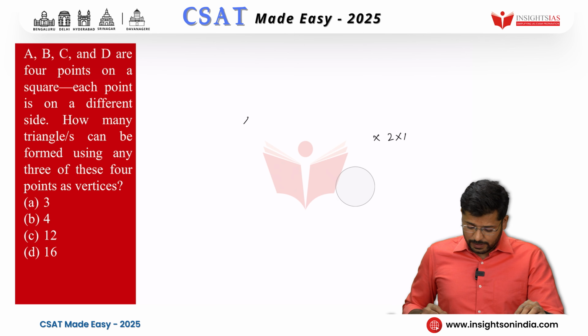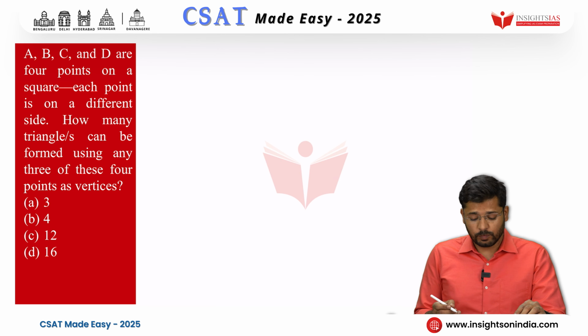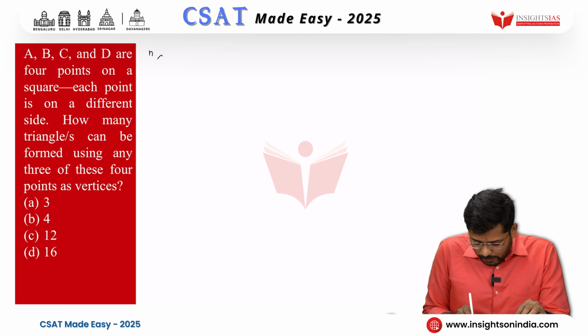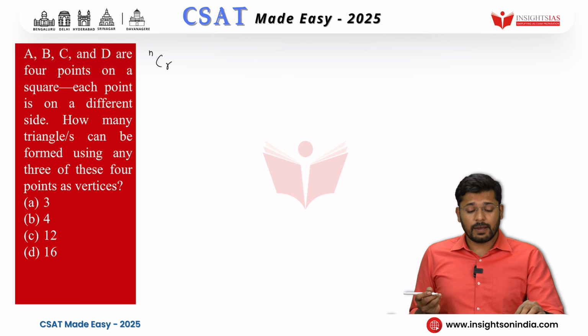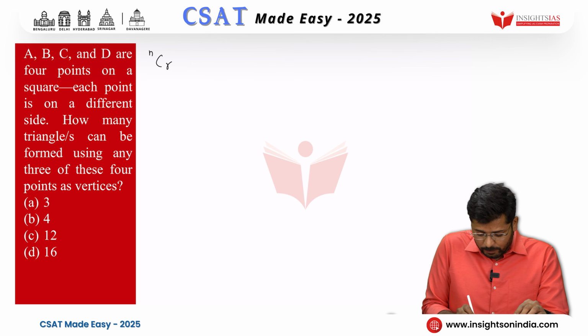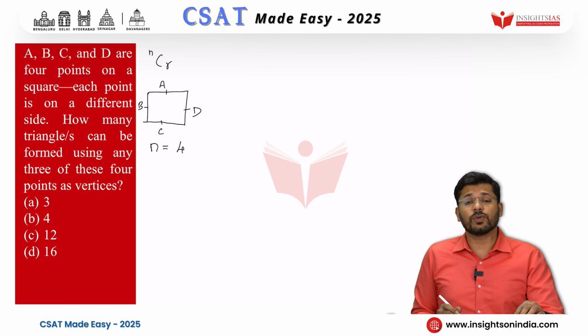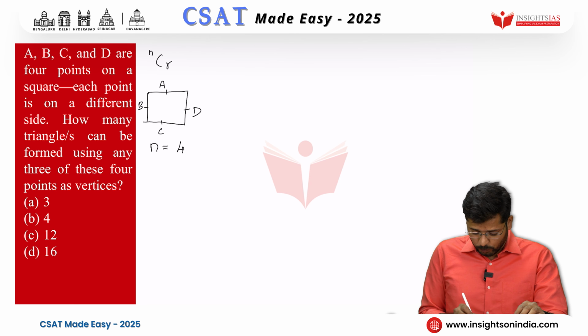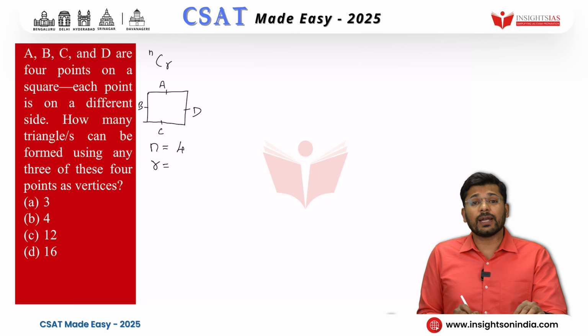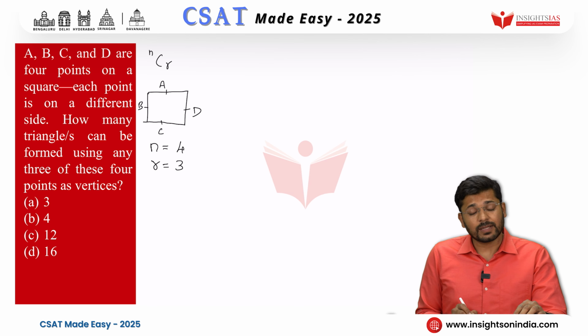Okay. Let's apply this formula in this concept. How? Our formula is simple, nCr. In this problem, how many items are there totally? We have 4 points, right? A, B, C and D. So we have total number of items is 4 because we have 4 points. And how many do we need to select? We need to select only 3 of them because a triangle can be formed using any 3 of the points. So the total number of items is 4. The items to be selected is only 3.